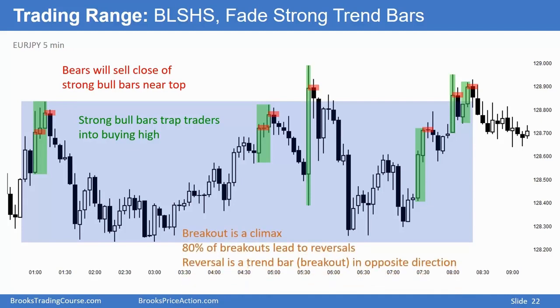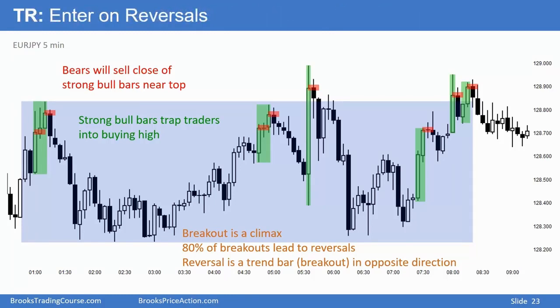Every breakout is a buy climax when it's at the top and a sell climax at the bottom. And 80% of those breakouts will lead to reversals. And a reversal is simply a trend bar in the opposite direction, which is a breakout. I said bears will sell strong bull closes near the top. They'll also sell reversals down, which is slightly higher probability than selling the bull closes.